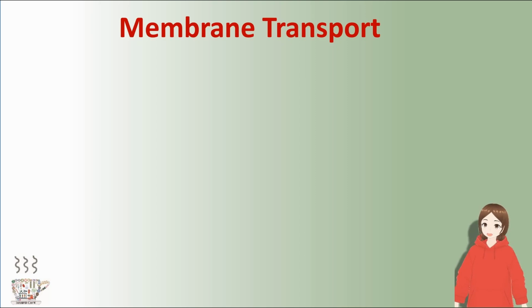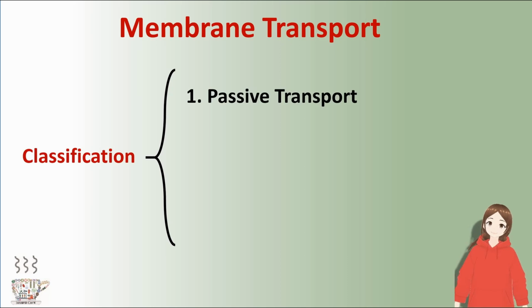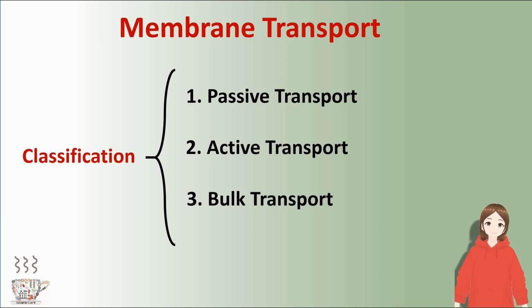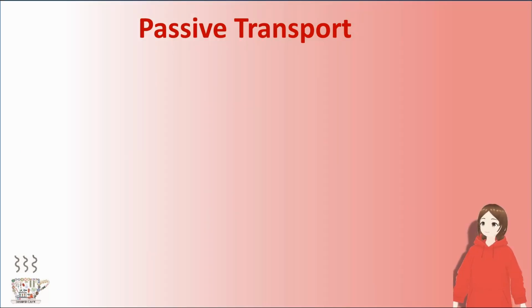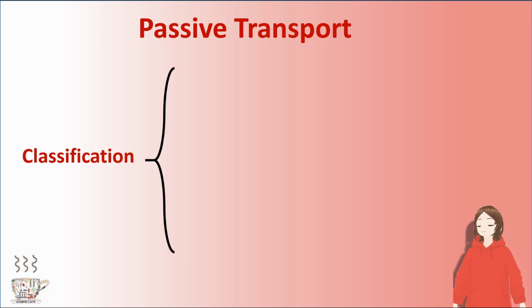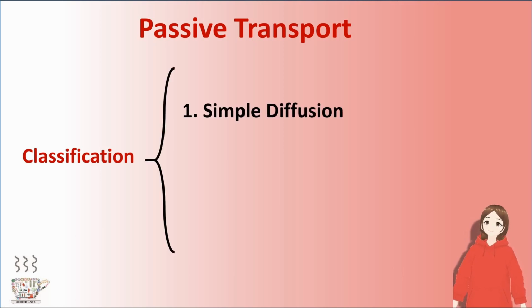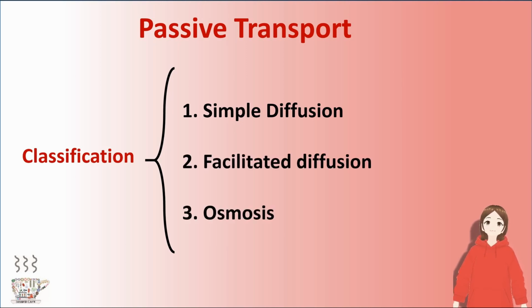Membrane transport can be divided into three groups: passive transport, active transport, and bulk transport. In this video, I want to talk about passive transport. Passive transport can be classified into three subgroups: simple diffusion, facilitated diffusion, and osmosis.